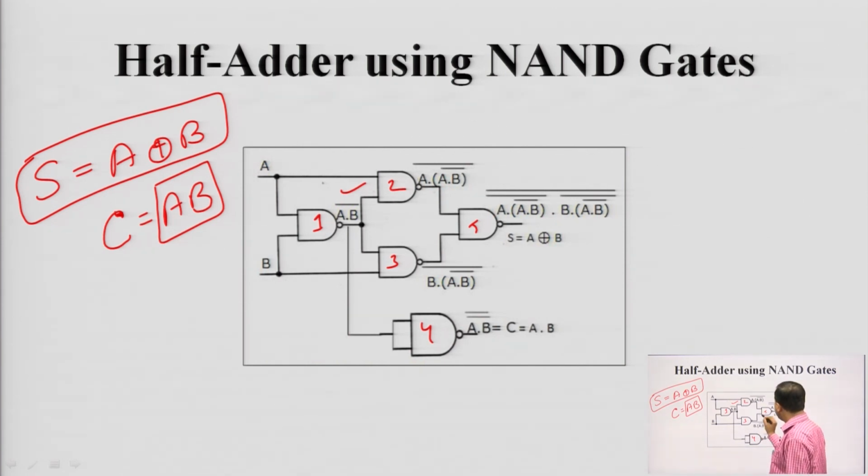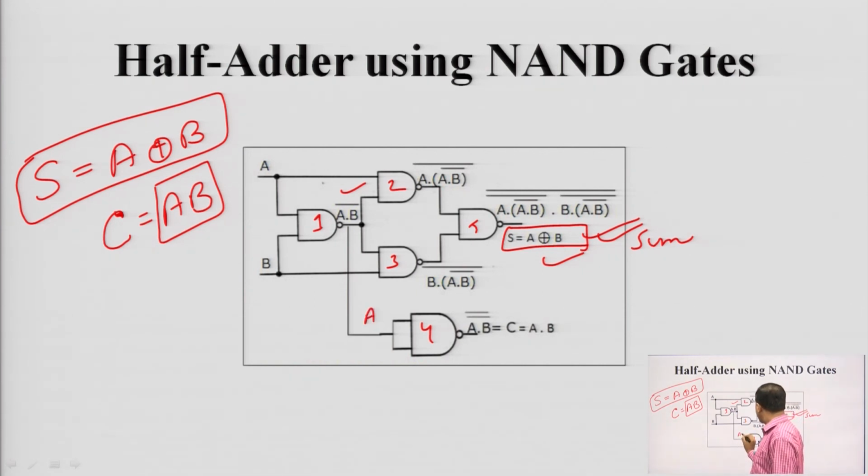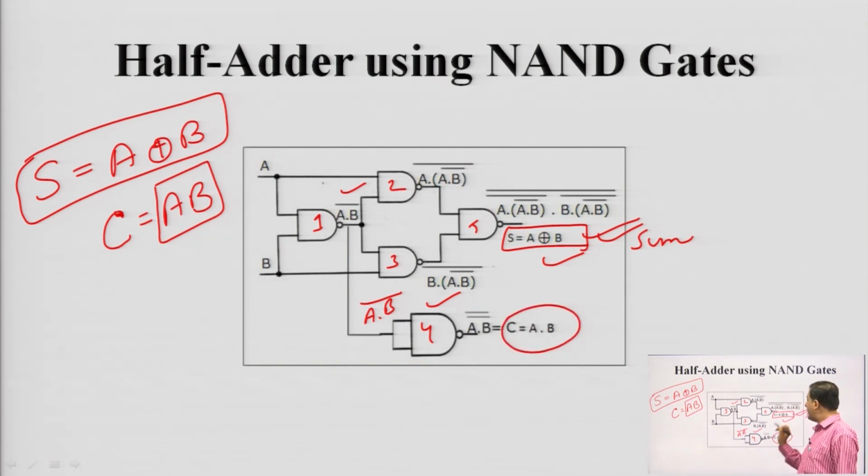Now we put these into the 5th NAND gate. The output will be this one, and by De Morgan's theorem this is nothing but A XOR B. We have got this as the sum. For carry, A dot B whole bar is passed through an inverter, which is a NAND gate used as an inverter. We get A dot B double bar, so the carry is A dot B.